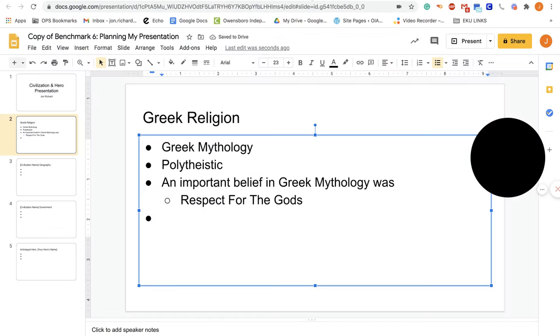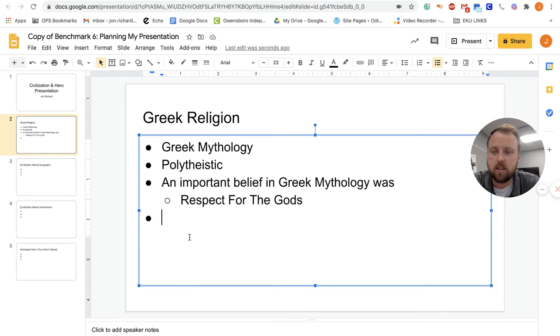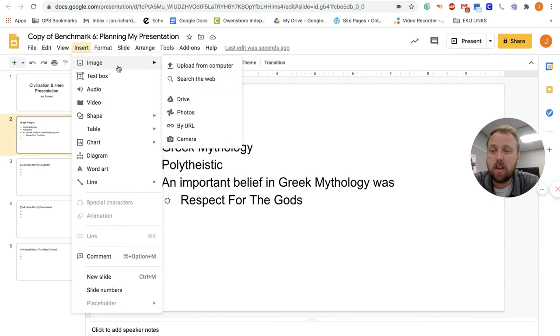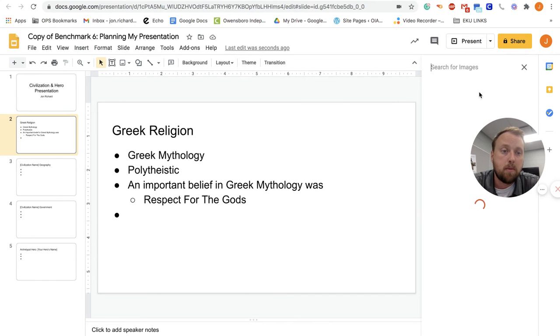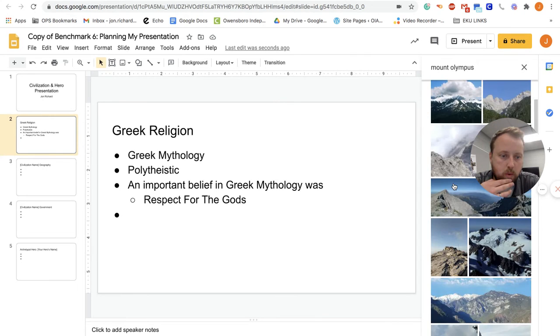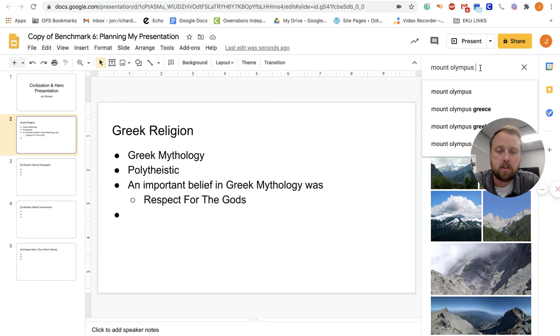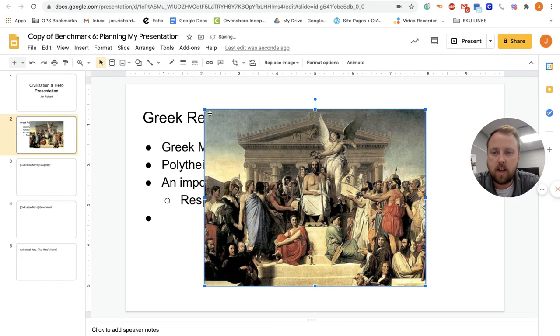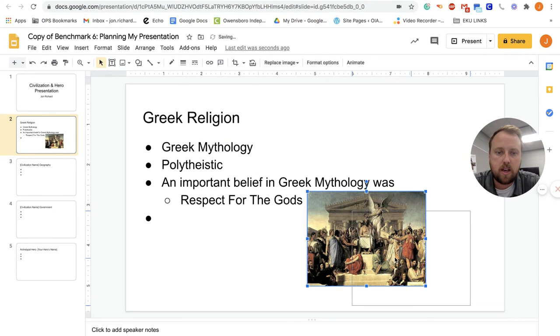Okay. So I'm going to include, let's say, Mount Olympus. Actually, I can do this right inside of this. I can go to insert, and then I can look for, now in your Benchmark 2, you probably already have an image that you can just put right in there, but I'm going to search Mount Olympus. It's giving me the actual Mount Olympus, Greek mythology. But let's include this image here. This is kind of an interesting one with all the different gods and everything like that. And then I'd resize it down and put that down in the corner.